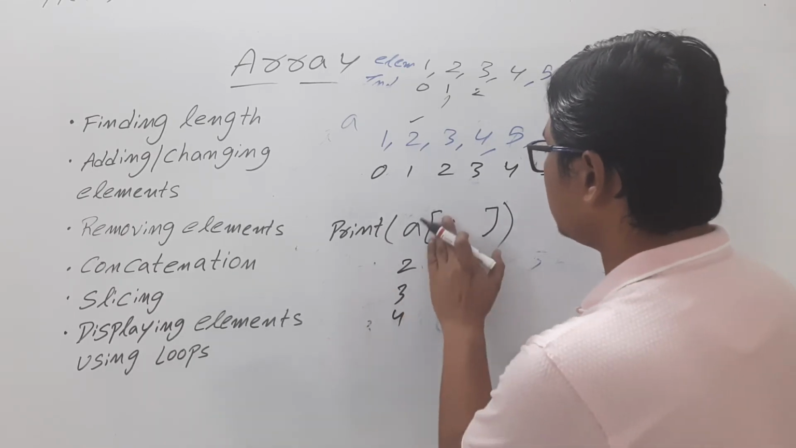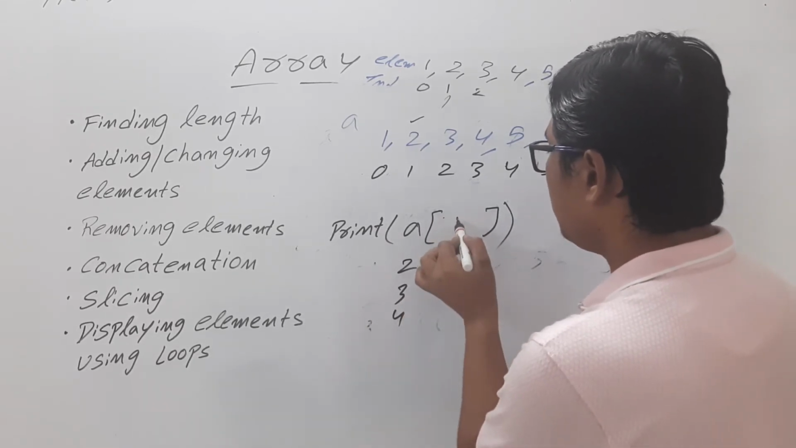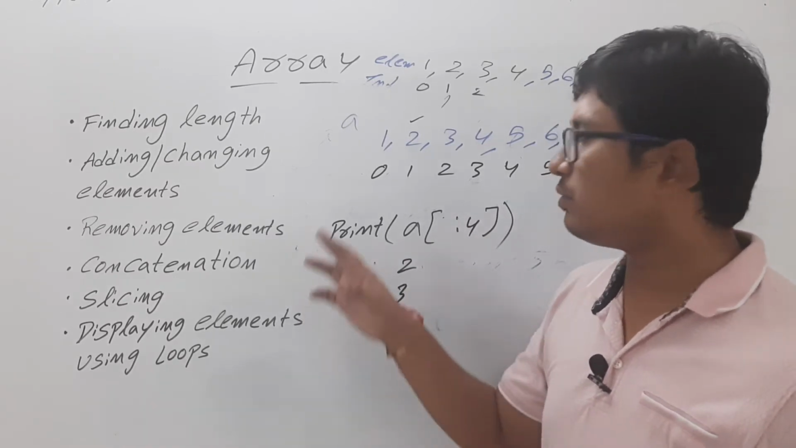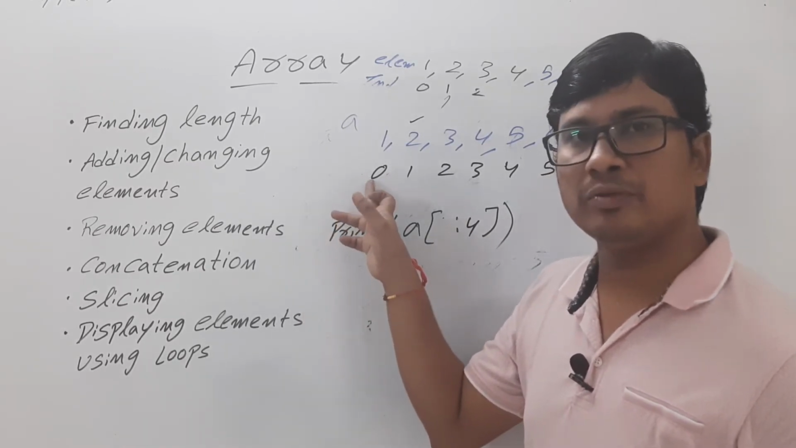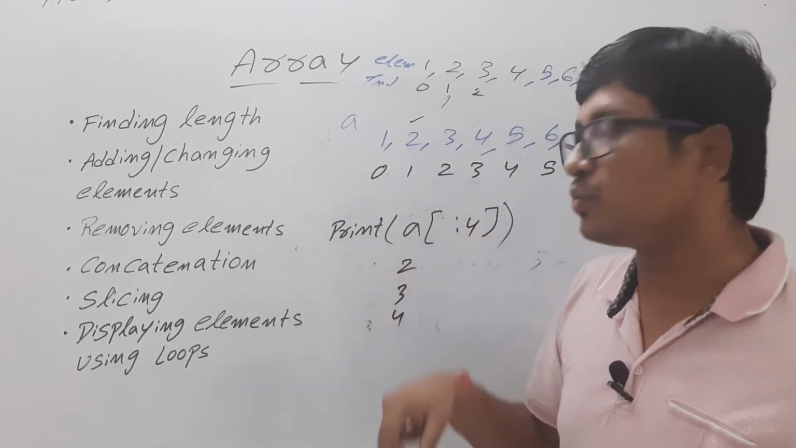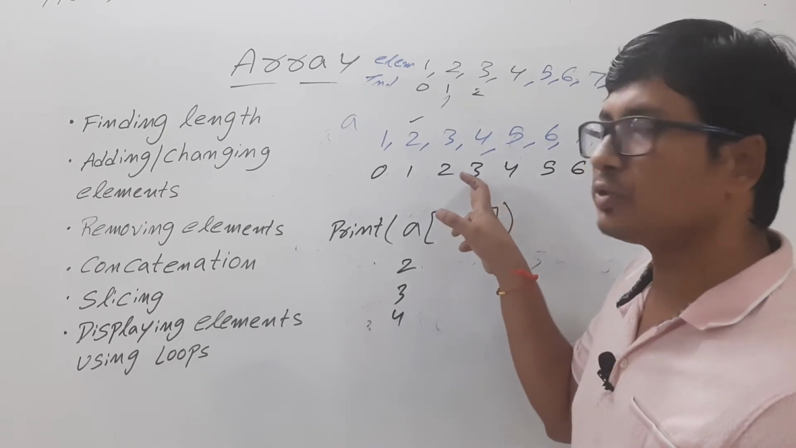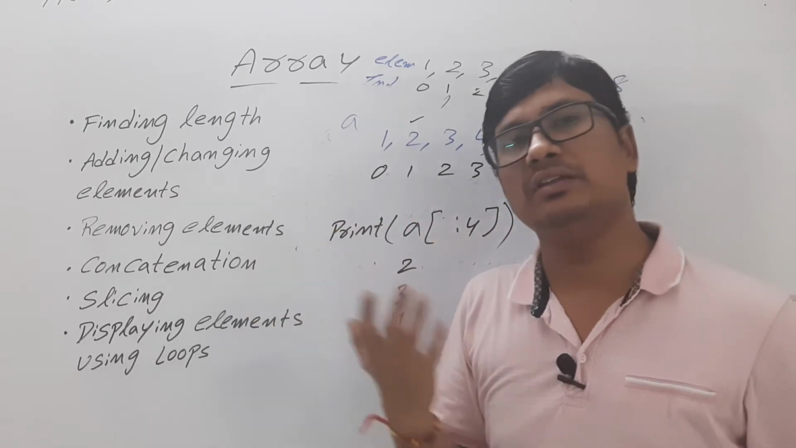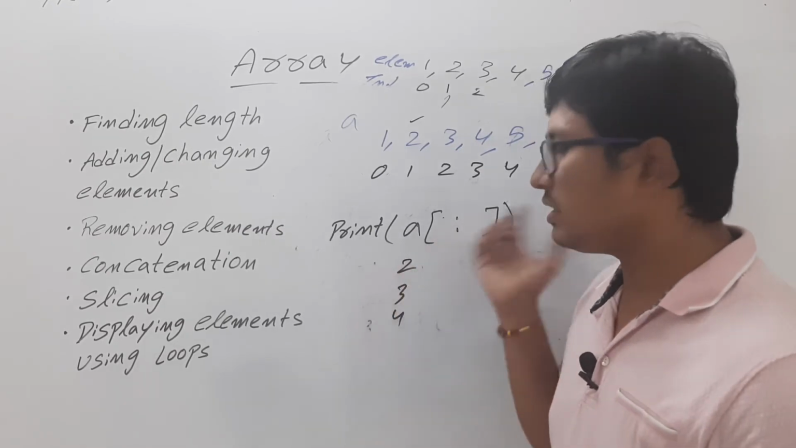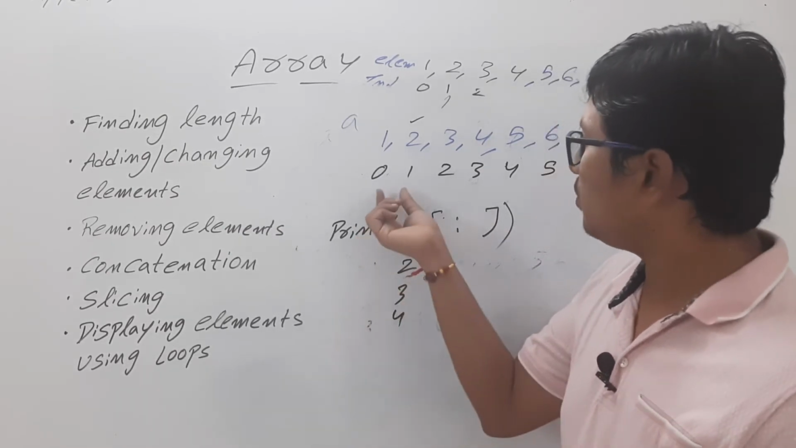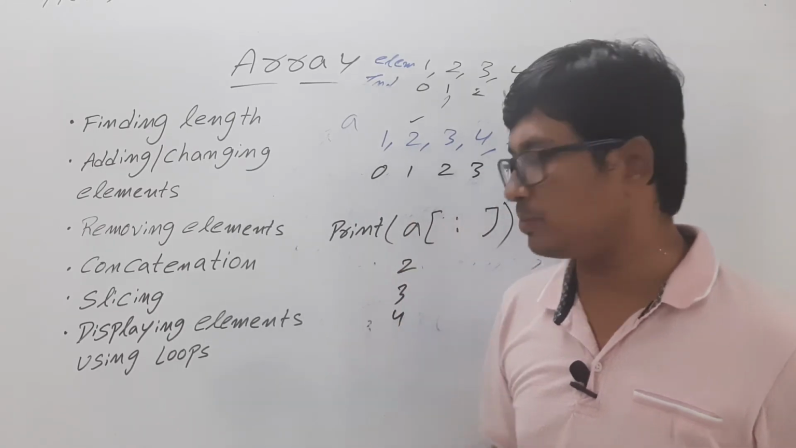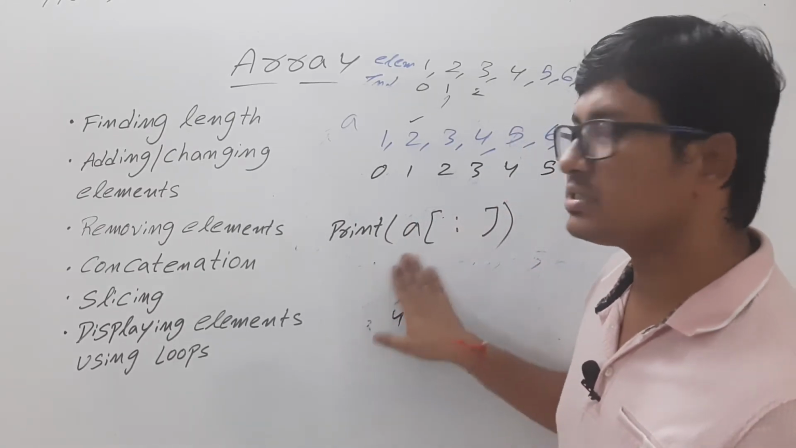If you say that I have only provided the last index and I forgot to provide the starting index, then what will happen? It will start from index 0 and go up to index n minus 1. So here the index is 4, up to the third index. It will display those elements. If I forgot to give both the starting index and ending index, then all the elements in the array will be displayed for you. So this is about slicing.